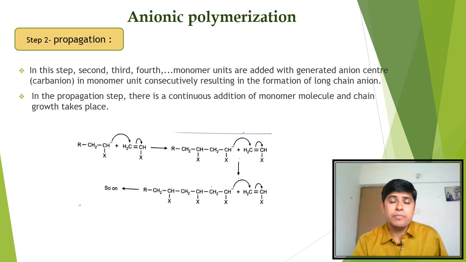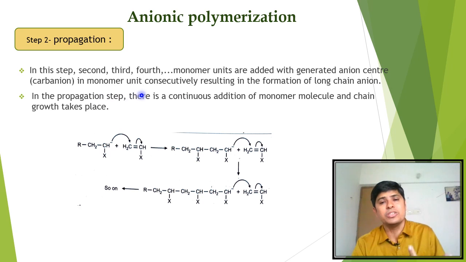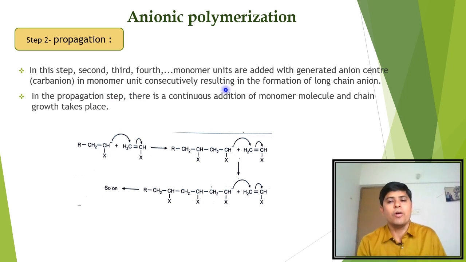Now the second step is propagation. We have seen how the negative charge, that is the anion center, is generated in the monomer unit during chain initiation. Now that anion center will add to a fresh monomer. In this step, the second, third, and fourth monomer units are added consecutively to the generated anion center, that is the carbanion, resulting in the formation of a long chain polymer.